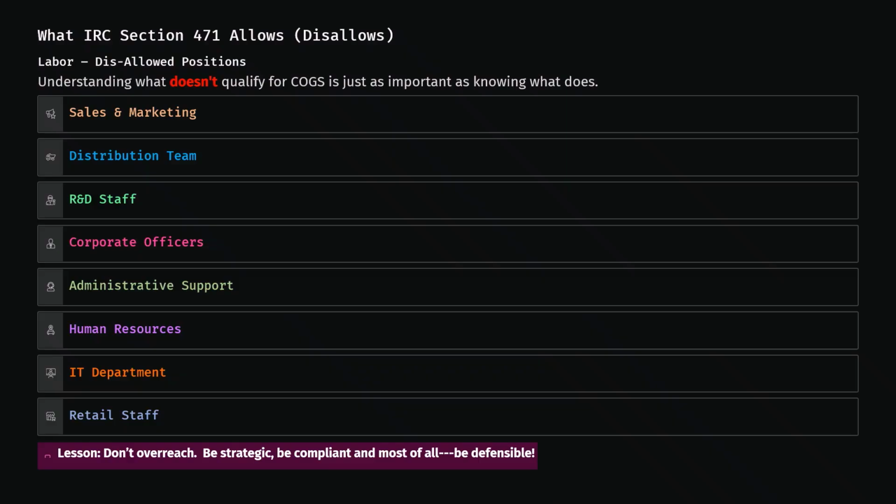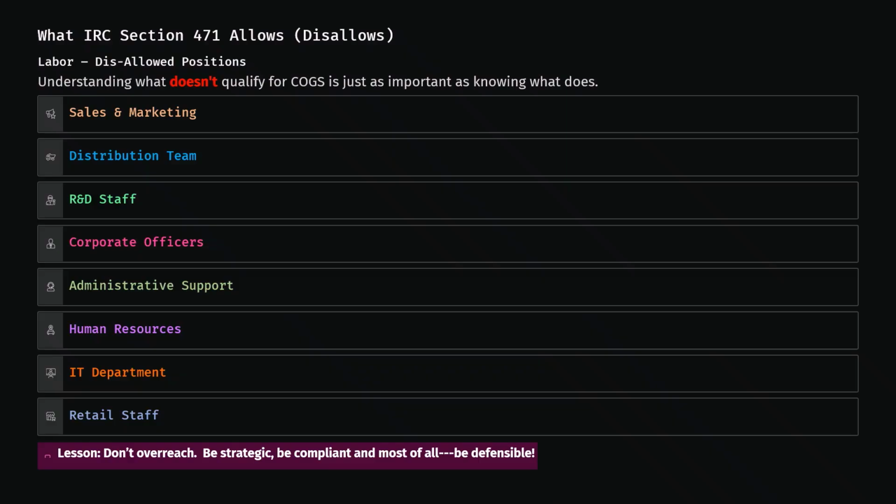Then you've got your R&D staff. Now this one trips up a lot of operators. If you have a chemist doing new product formulation, that's research, not production. Think edibles development or terpene profile testing for future strains. These are forward-looking and not part of COGS.